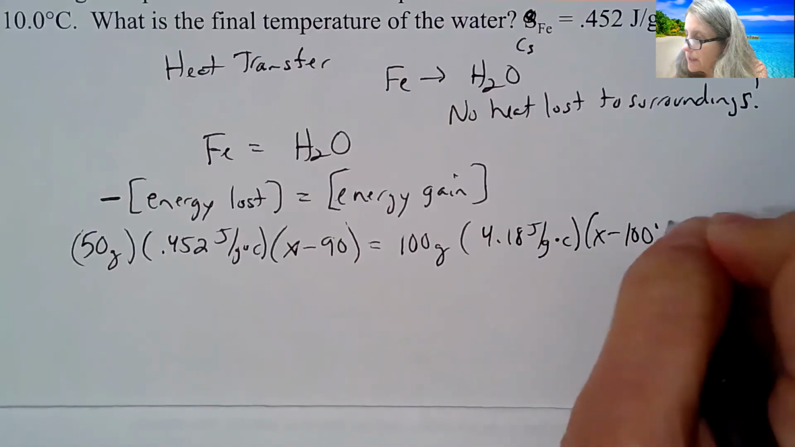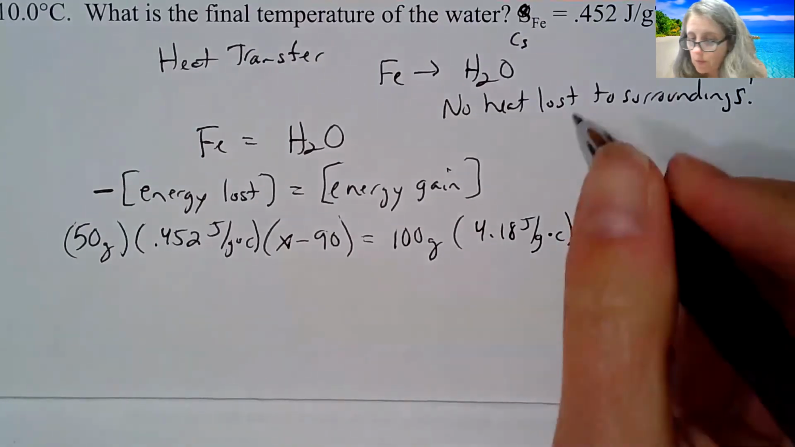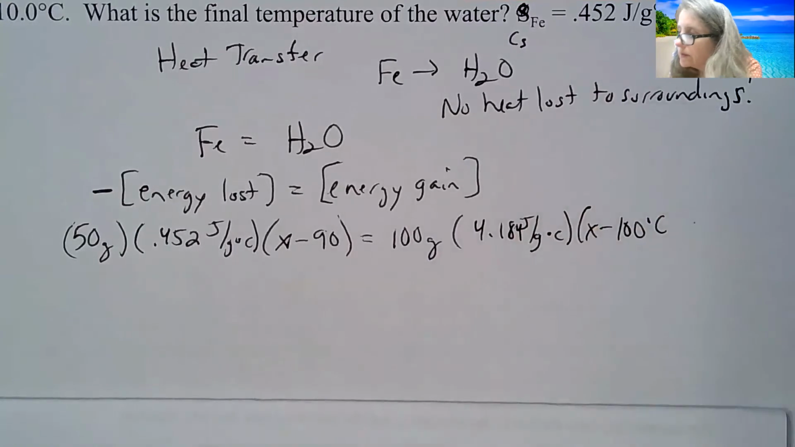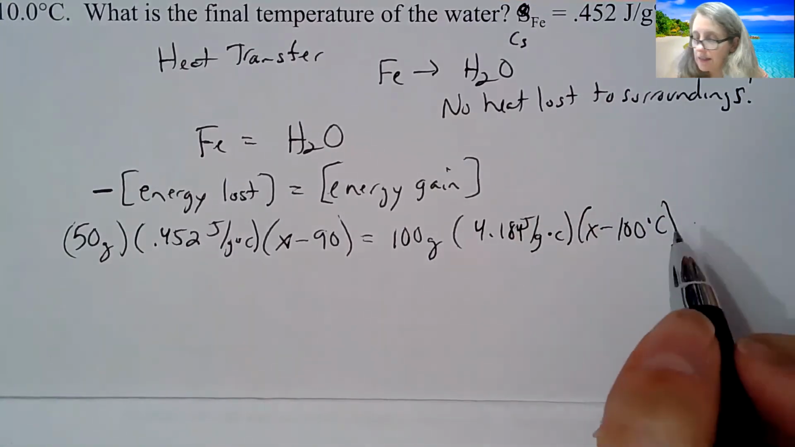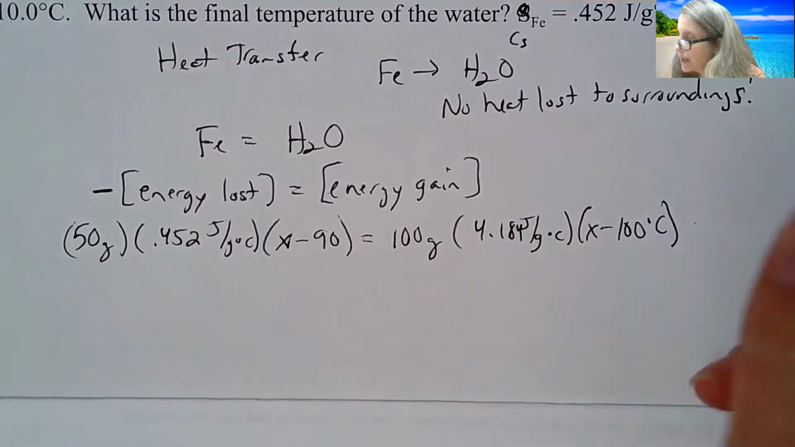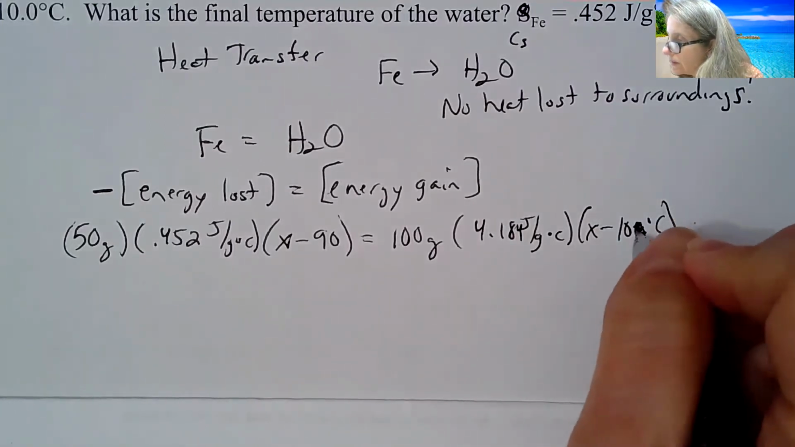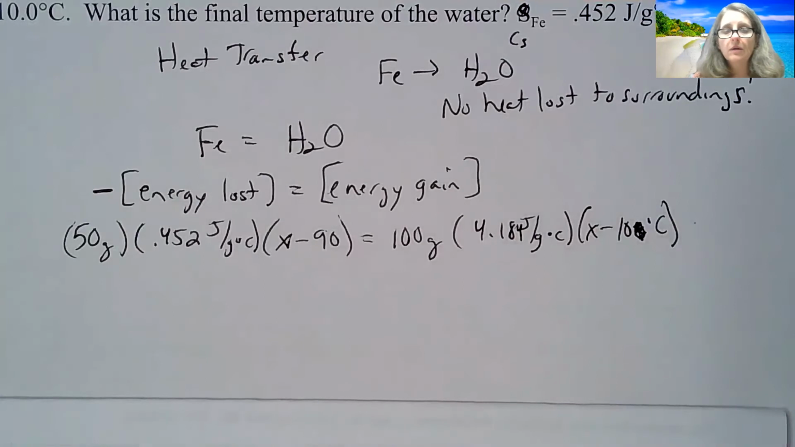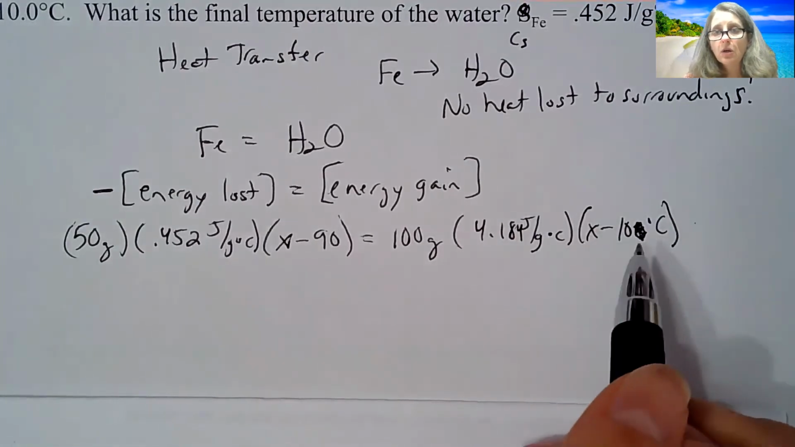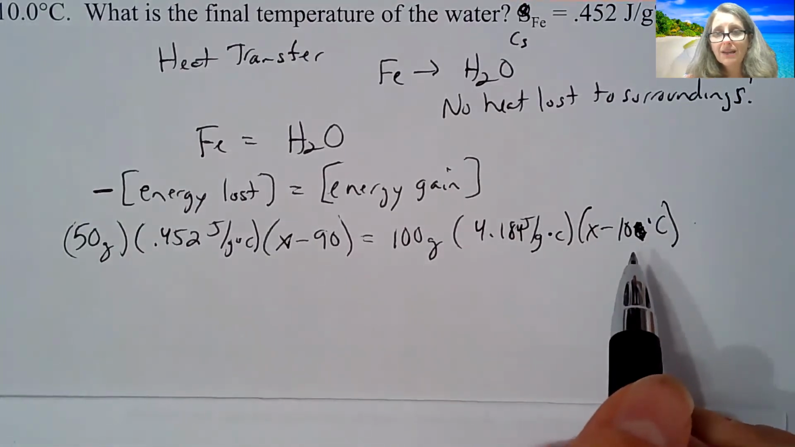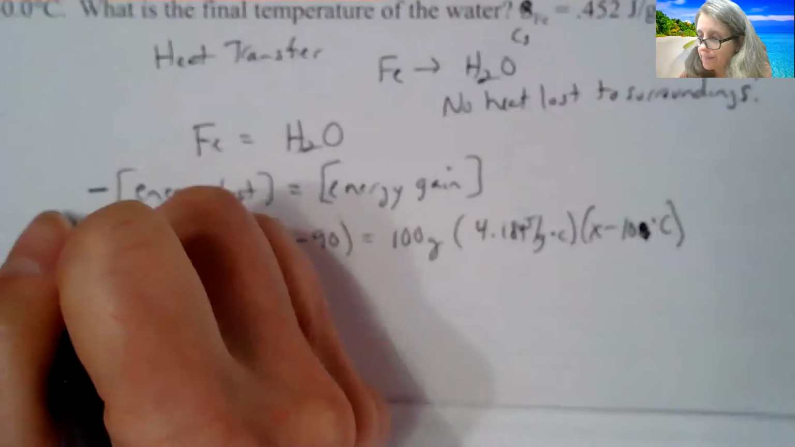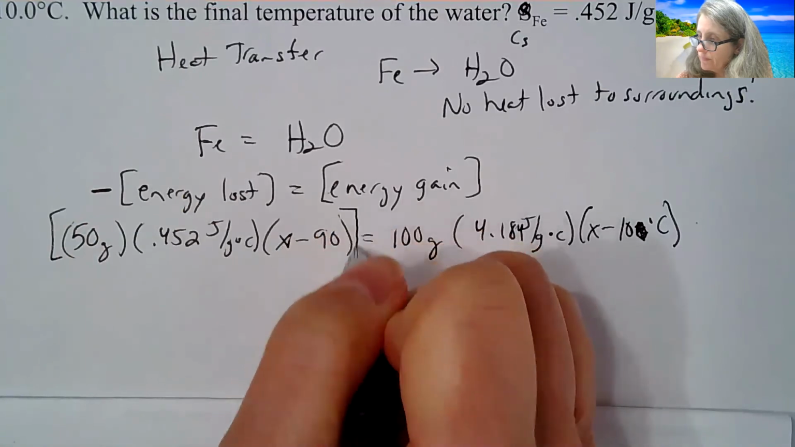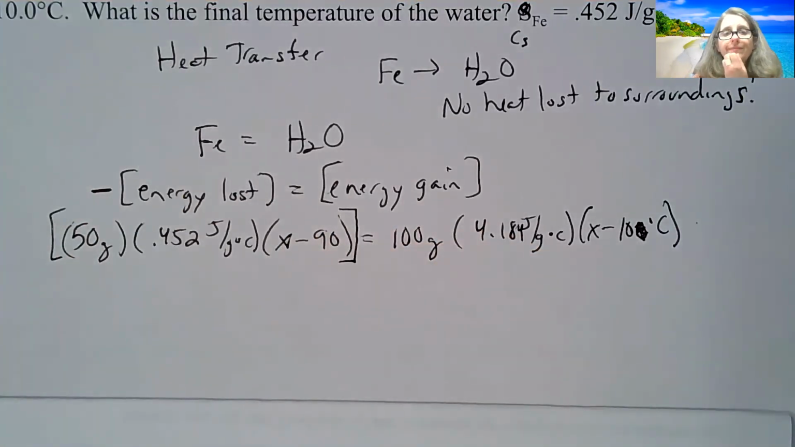And then the specific heat of water is 4.184. I should probably write the 4 in there. And then my final temperature of the water is exactly the same as the iron, because again, it is going into the same place. But the initial temperature of the water was 10 degrees. So I mistakenly wrote 100 there. So please disregard that. So energy is being lost, okay?